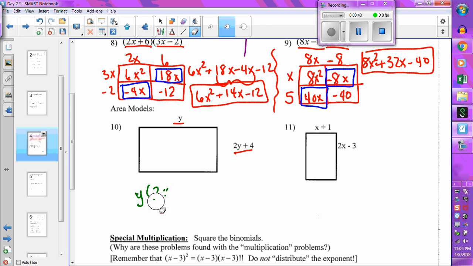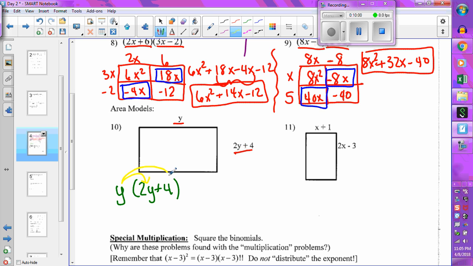All right, so we can put the y out here, and then I have 2y plus 4, and then what I can do is I can distribute. So distribute your y to your 2y and your 4. Remember, this is the distributive strategy that we learned prior. Okay, that would be the easiest way to solve this. I'm not going to solve this for you. You take the time, pause the video, and solve it.